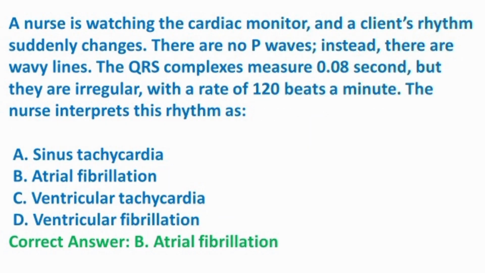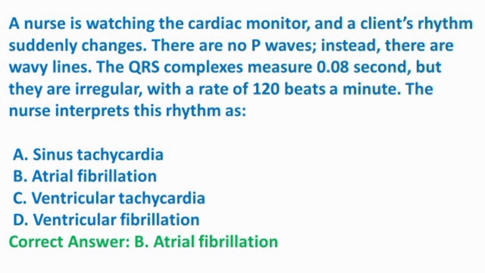The next question is, a nurse is watching the cardiac monitor and a client's rhythm suddenly changes. There are no P waves, instead there are wave lines. The QRS complex measures 0.08 second, but they are irregular, with a rate of 120 beats a minute. The nurse interprets this rhythm as: A. Sinus tachycardia, B. Atrial fibrillation, C. Ventricular tachycardia, D. Ventricular fibrillation. The correct answer is B, atrial fibrillation. In atrial fibrillation we can see an absence of P waves and irregular QRS complexes.